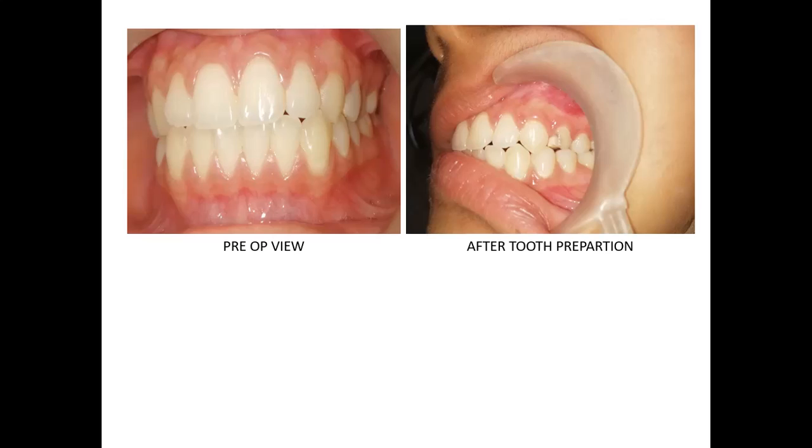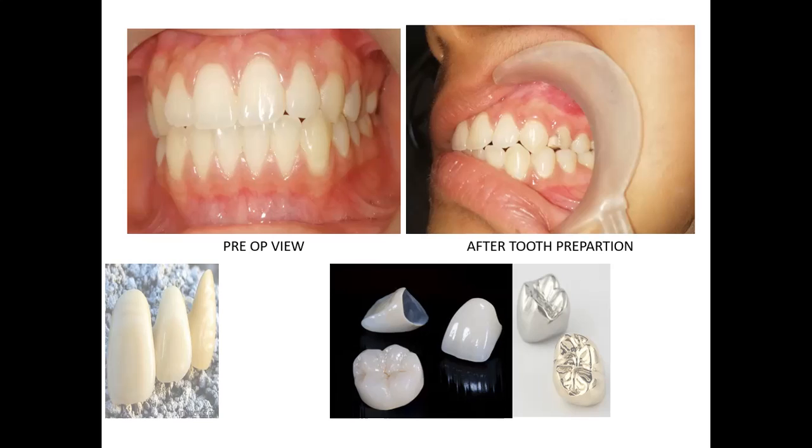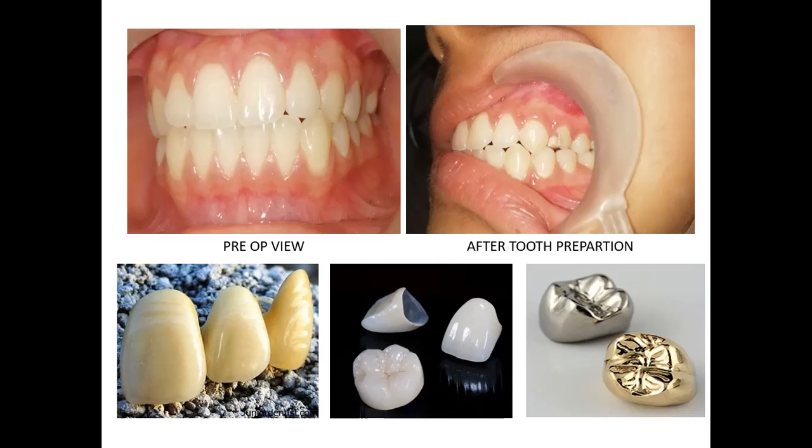Anyways, the different choices of material which were given to the patient were ceramic restoration and porcelain-fused crowns and also full metal crowns. These are the three choices which are usually given to the patient, and based on this choice, the tooth preparation will be performed.